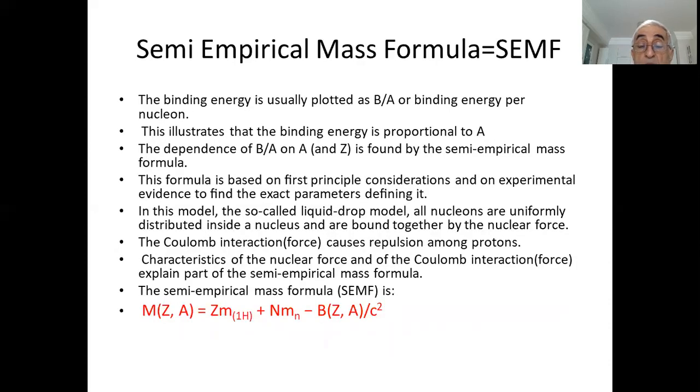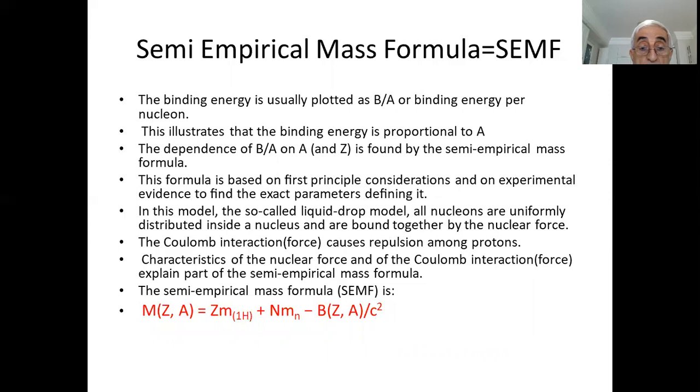Semi-empirical mass formula, SEMF. The binding energy is usually plotted as B divided by A, or binding energy per nucleon. This illustrates that the binding energy is proportional to A. The dependence of B over A on A and Z is found by the semi-empirical mass formula. This formula is based on first principle consideration and on experimental evidence to find the exact parameters defining it.